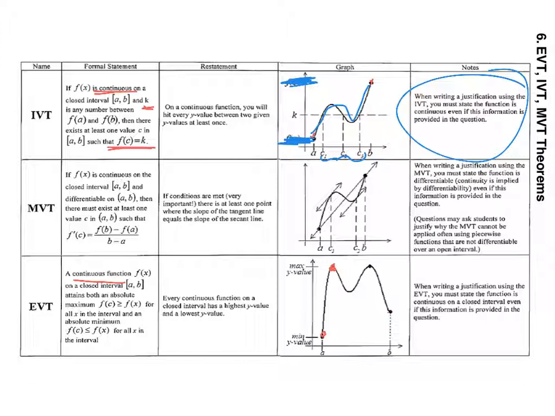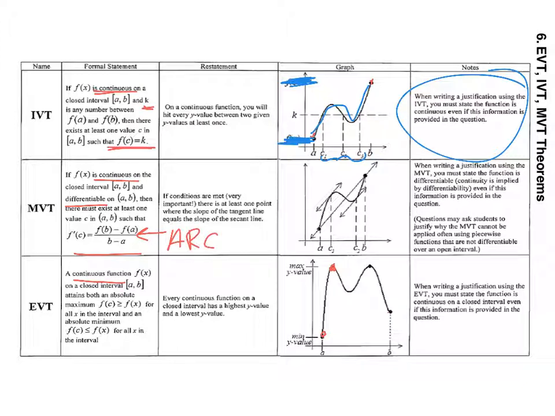The last theorem I'm going to talk about is the mean value theorem. That's the MVT, that's the middle one here. So if f of x is continuous on the closed interval, a to b, and differentiable on the open interval, a to b, then there must exist at least one value c in (a, b) such that f prime of c is equal to f of b minus f of a over b minus a. This should look familiar. This is just average rate of change, right?